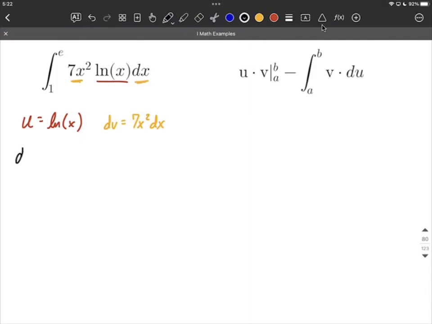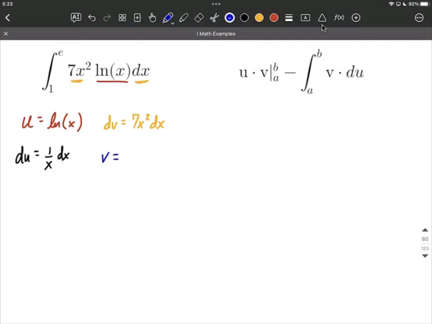So we're going to find du by taking the derivative of u. By taking the derivative of natural log of x, we get 1 over x, and we're going to put a dx with that as well. That's our taking the derivative part. Now we have to take the antiderivative of dv. So that's like 1 dv. We take the antiderivative, we get v.